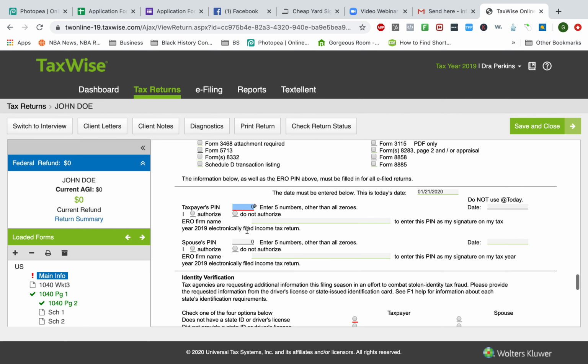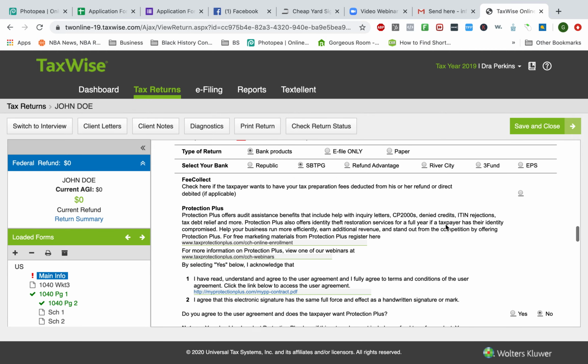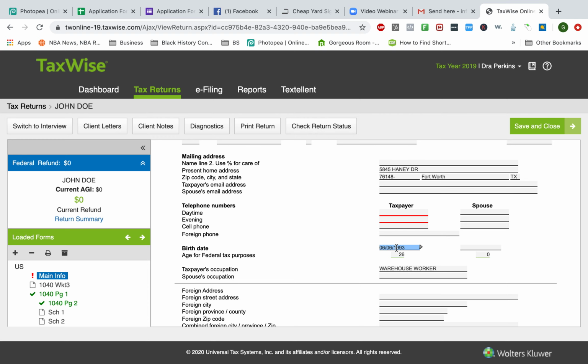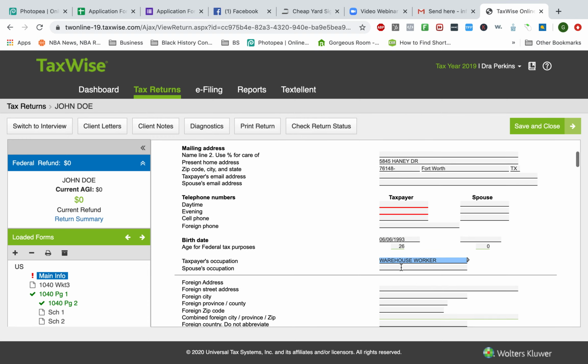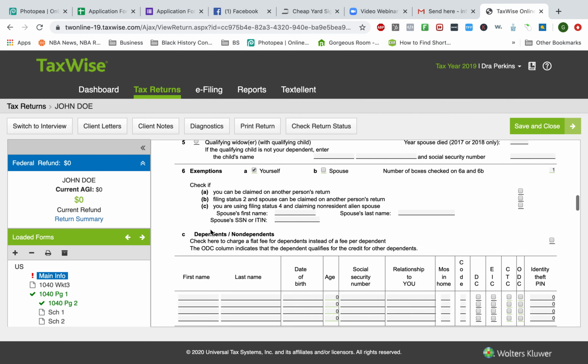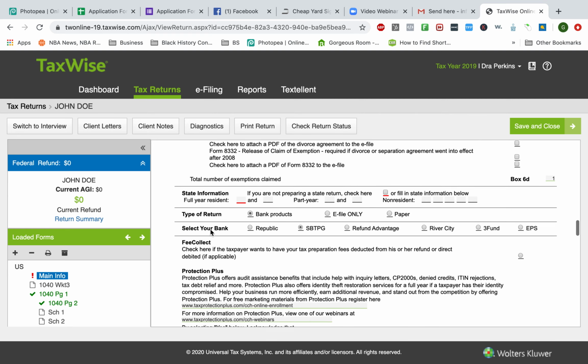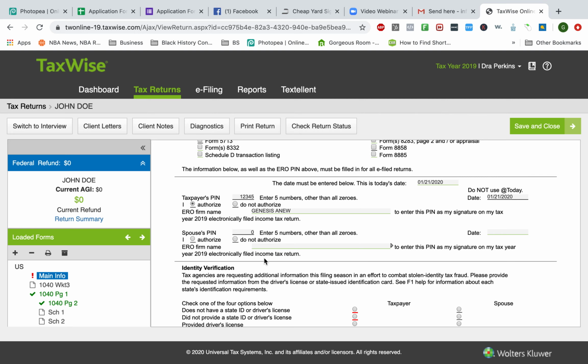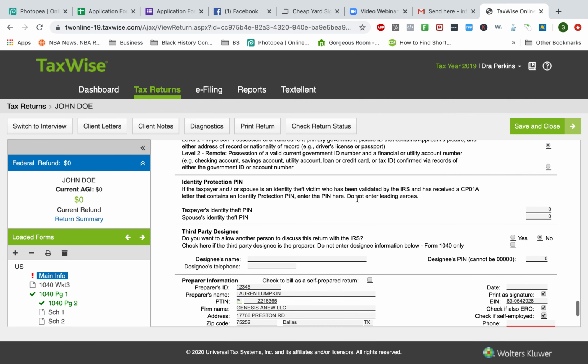all of this I would most likely fill in 01/21/2020. And just take a look at this main info sheet. I literally only filled in a few spots: his name, his address, his birth date, his occupation, his filing status, and that is about it. And the date and the authorizing PIN. This is not relevant at the moment.